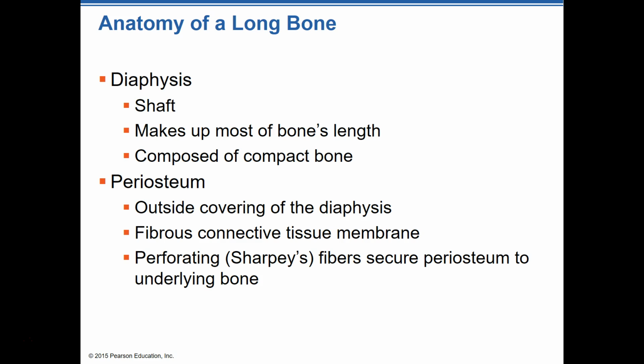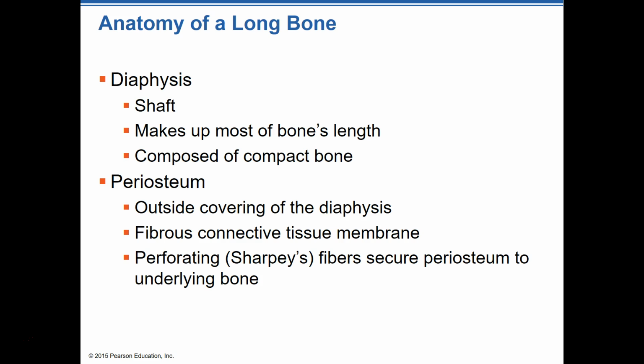So now that we know the different classifications of bones and the different shapes of bones, let's look at long bones in particular. When we look at the anatomy of a long bone, one thing that they have is a diaphysis, or the shaft, the center part of the bone, which makes up most of the bone's length. Usually that shaft is primarily made up of compact bone.